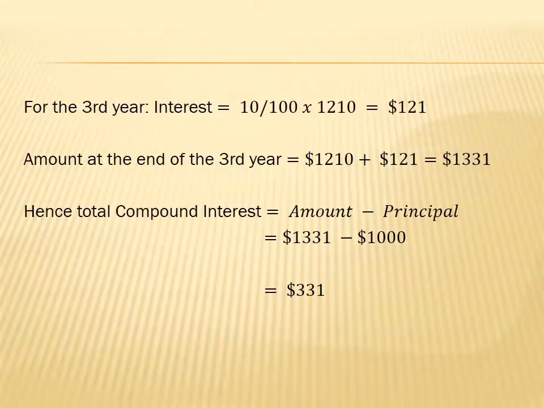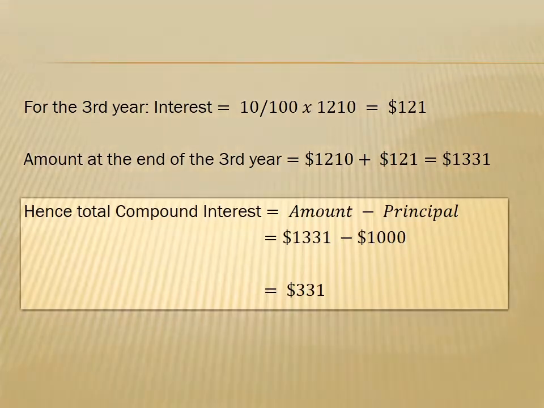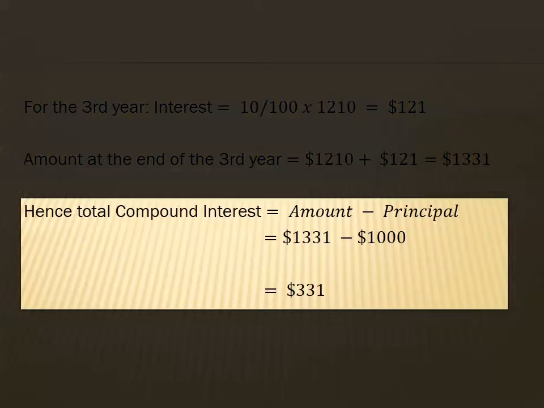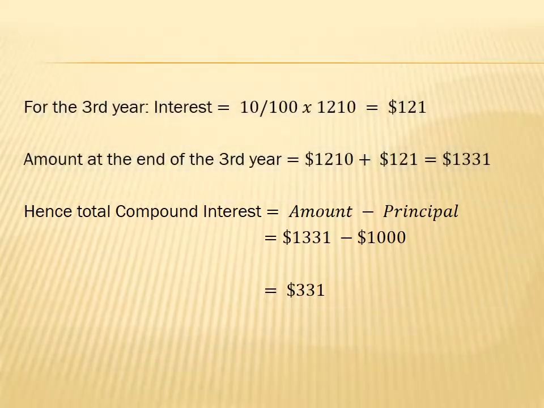$1,210. For the third year, interest would be 10% of 1,210, which is equal to 121, so the amount would be $1,331. Hence, the total compound interest would be amount minus principal, which is equal to $331. Now, another way of calculating the compound interest would be the sum of the interest for each year. So 100 plus 110 plus 121 would give the same $331.